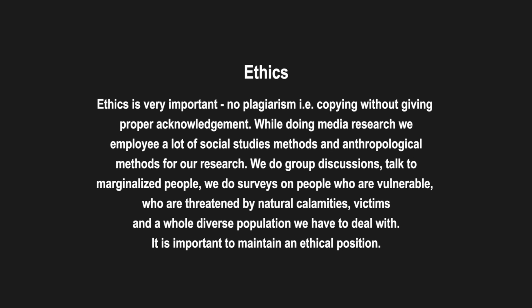We do group discussions, we talk to marginalized people, we talk to many people, we do our surveys on people who are vulnerable, who are always threatened by natural calamities. They could be victims, they could be a whole lot of diverse population we may have to deal with. It is important to maintain an ethical position.